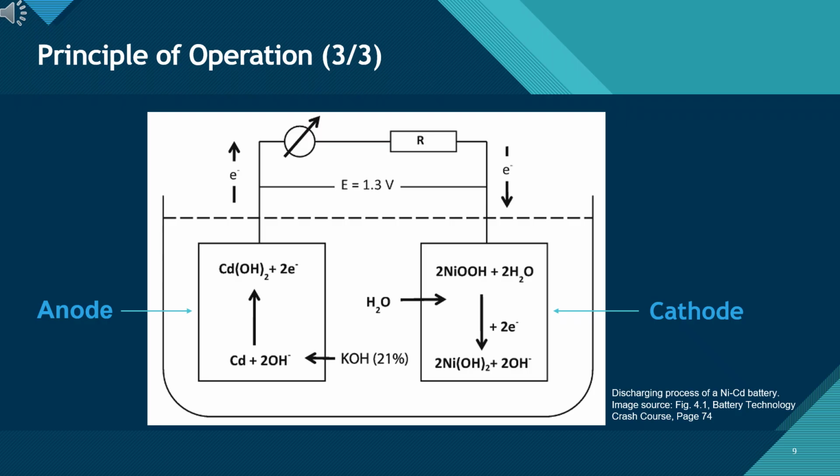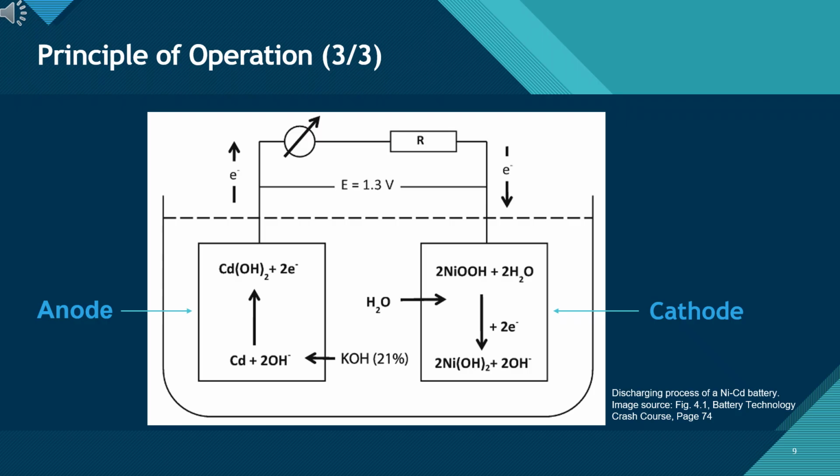On the cathode side, nickel oxyhydroxide, NiOOH, combines with water and the incoming electrons to form nickel hydroxide, Ni(OH)2, and hydroxide ions, OH-. The overall reaction balances neatly. Cd plus 2 NiOOH plus 2 H2O gives Cd(OH)2 plus 2 Ni(OH)2.